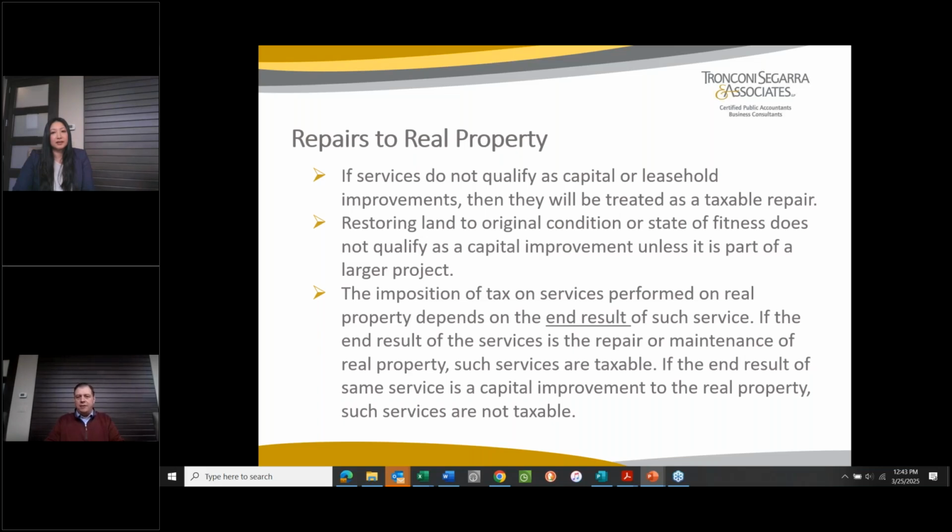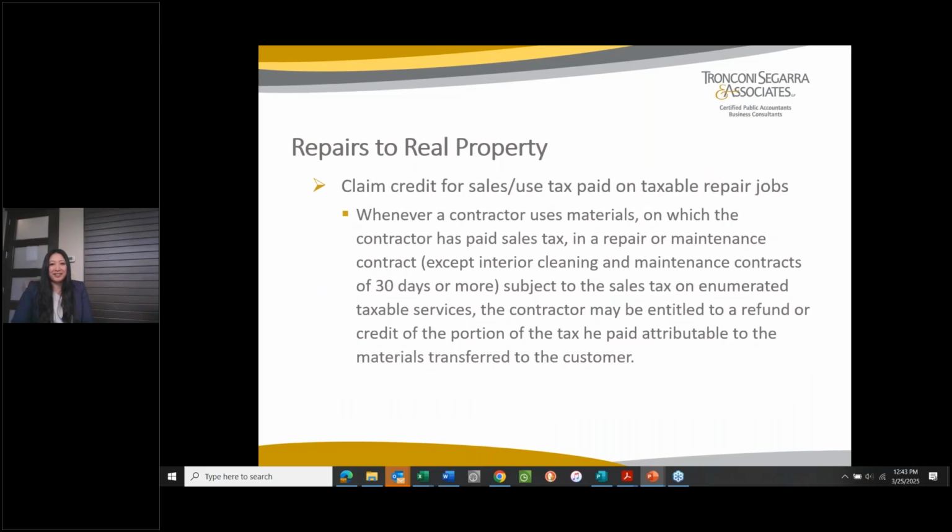So then let's say you're gonna build a new structure there, you're gonna build a store, you're gonna build a building. Then in that case, your end result's a capital improvement. So then that pulling out of the tanks would not be subject to tax because it would be part of the capital improvement job, the end result. Yes. Okay. Perfect example, thank you.